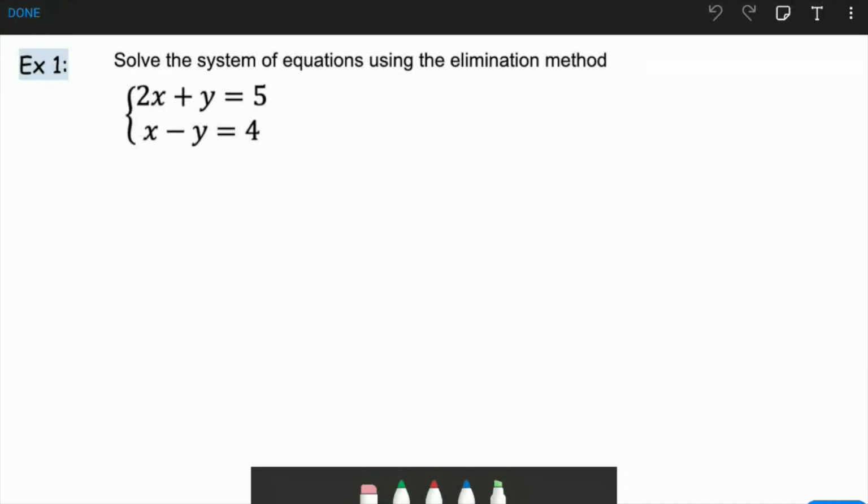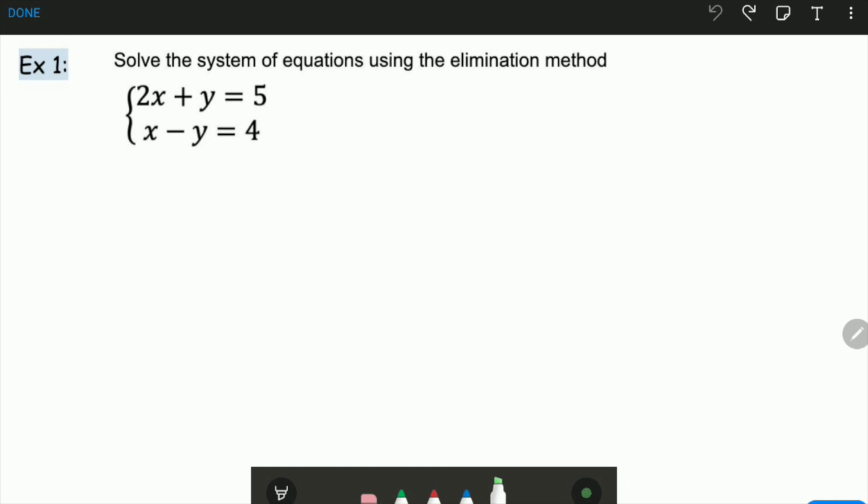In this video, we're going to be solving the system of equations through the elimination method. The first thing we need to do is make sure both equations are in standard form. So both of them have x first, then y, then equals a number, so they're both in standard form.